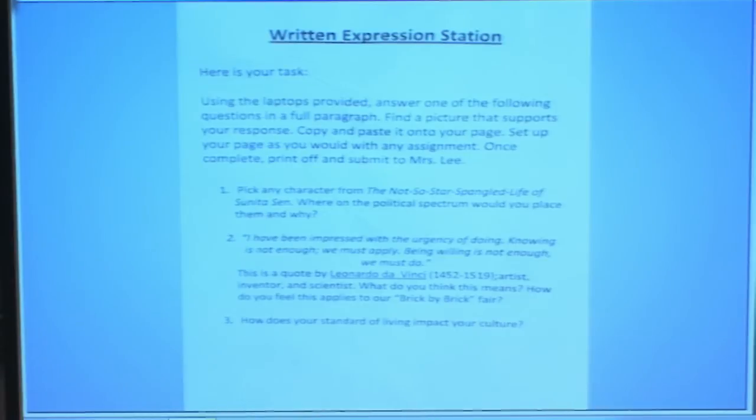So the Not-So-Star-Spangled Life of Sunita Sen was a novel that I studied with my students. And then at the same time, I was teaching them about politics and government, and we were looking at the political spectrum. The political spectrum is pretty heavy stuff for your average grade 6 student. And so I wanted to see if my students could start bridging those two things together.